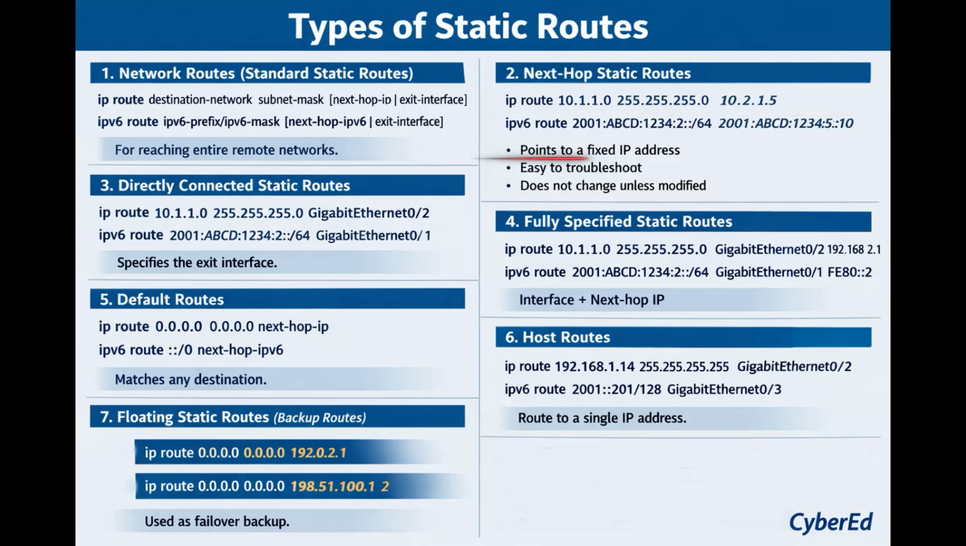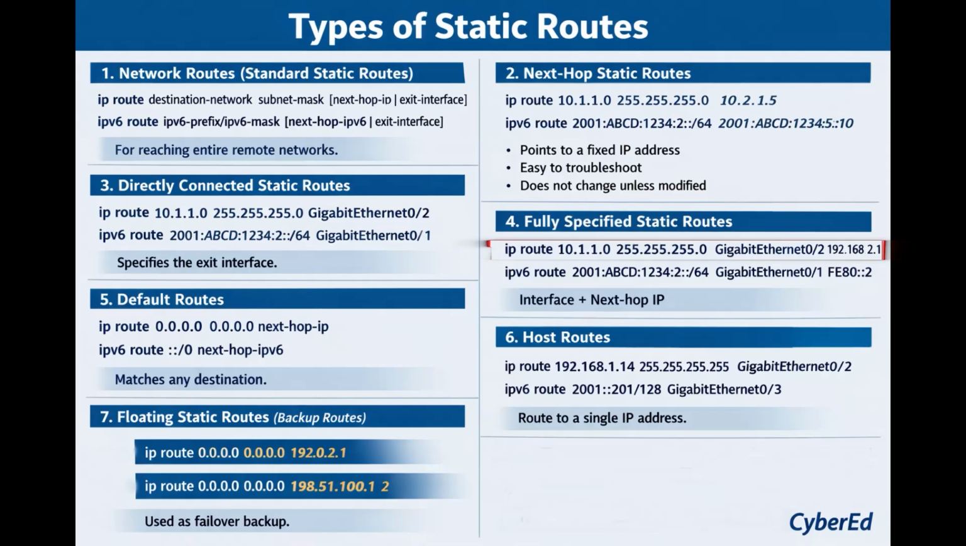The route always points to a fixed IP address, predictable and easy to troubleshoot, and does not change unless manually modified. Instead of specifying the next hop IP address, these routes specify the exit interface, an IPv4 example, and an IPv6 example. The key idea, the router simply forwards the packet out the specified interface without caring which device receives it next.